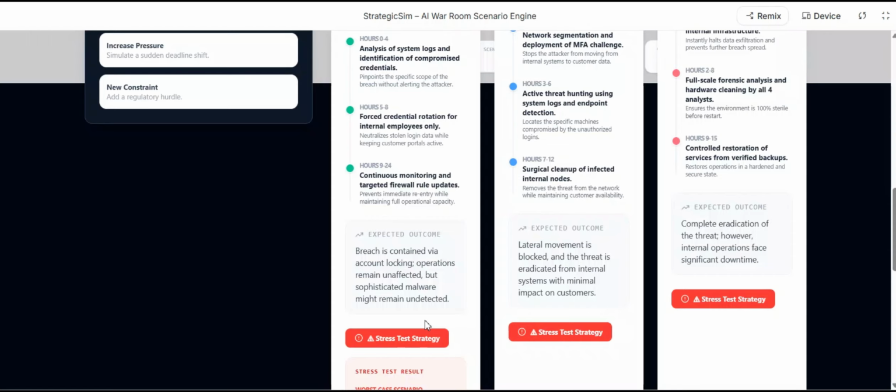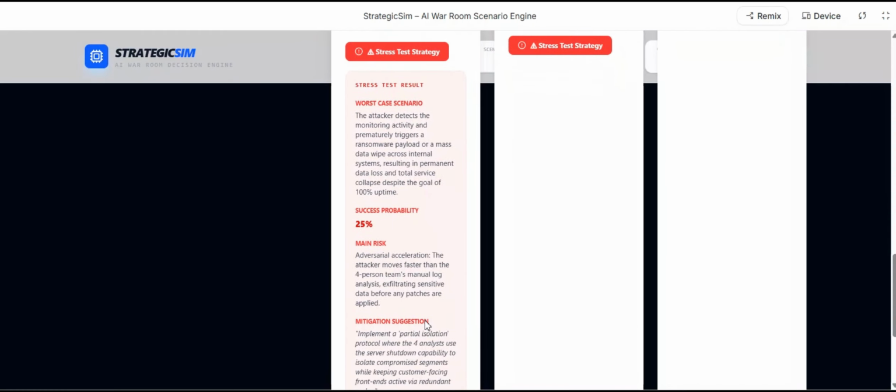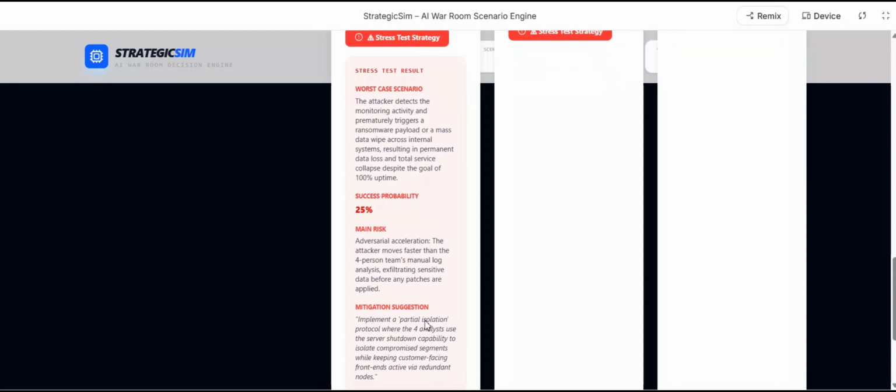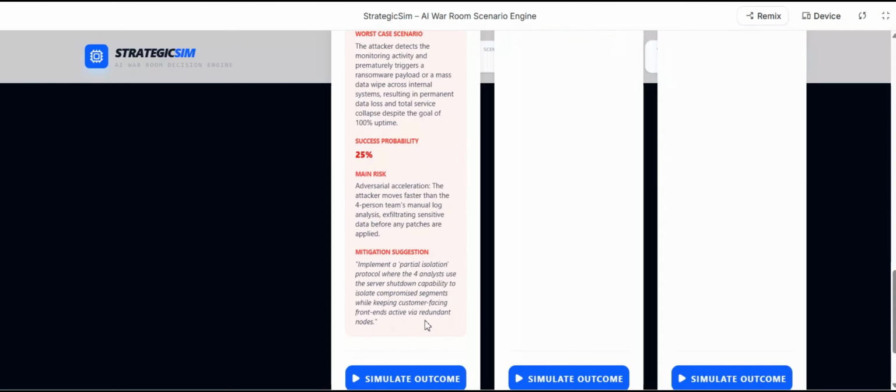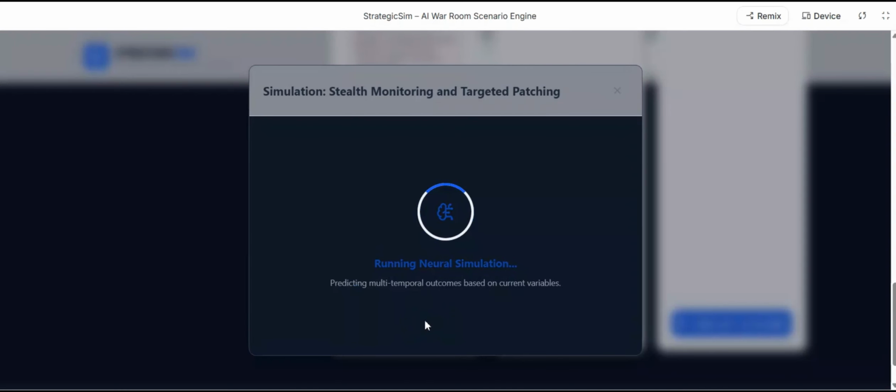The key focus here was operational continuity. Even during a crisis, businesses cannot simply stop functioning. So the AI integrates continuity requirements into its strategic recommendations, ensuring that risk mitigation does not create additional operational damage. Let's just simulate the output.